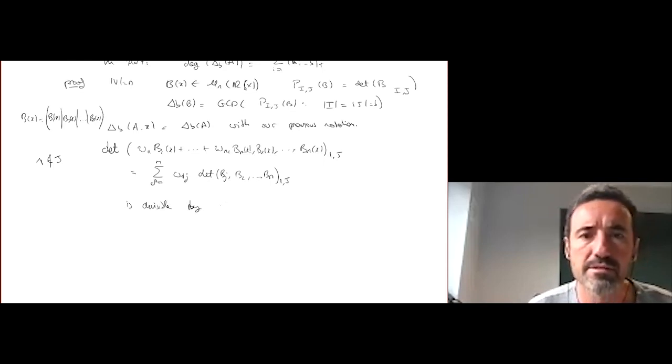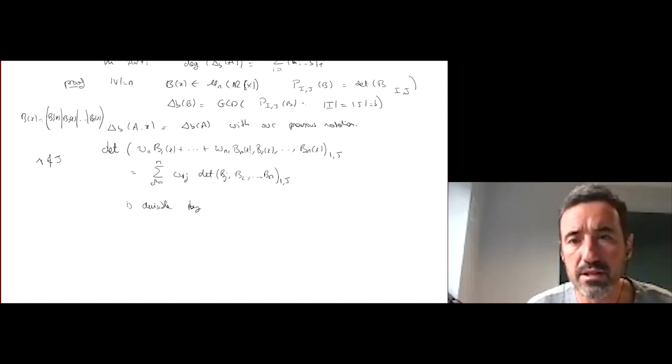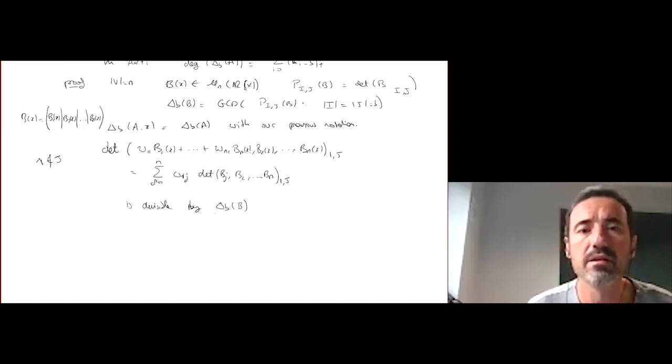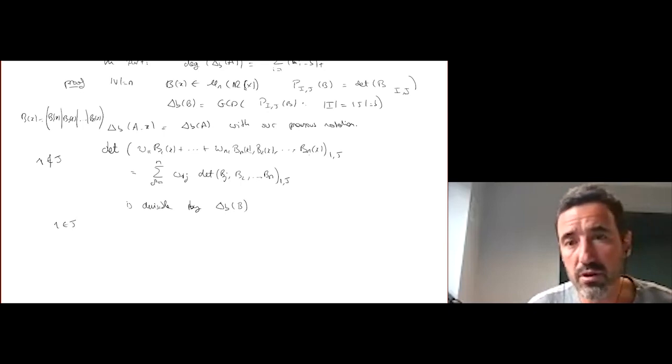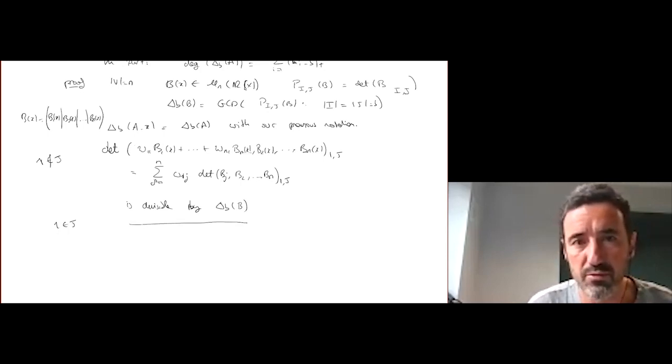by delta b of b, because it's a linear combination of things which are divisible by delta b of b. Okay, so this is if one is not in J. And if one is in J, then you remove the column J, so it's also true, because you don't do anything when you make a linear combination here.